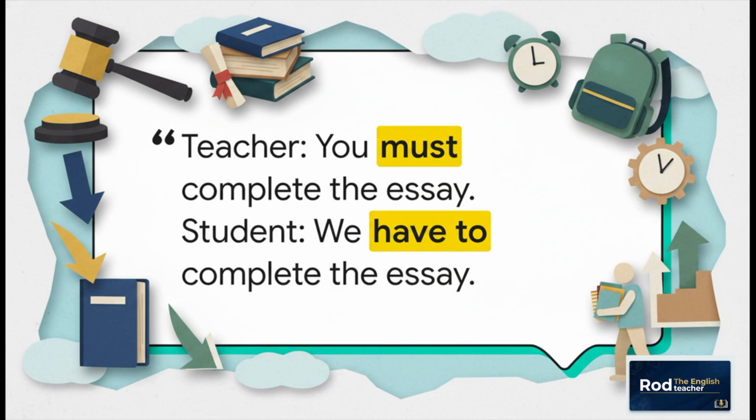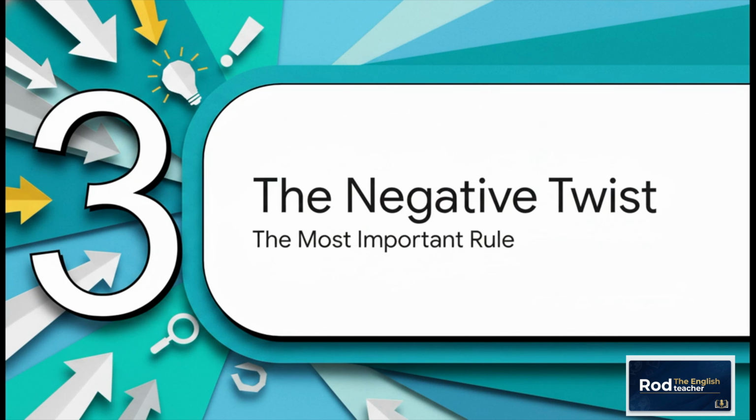And this example just illustrates that shift in perspective perfectly. The teacher is the one setting the rule, the authority figure. So for them, it's you must. But for the students who are on the receiving end of that rule, the obligation is external. So they say, we have to. It's the exact same obligation, just seen from two different sides. Pretty cool, right?